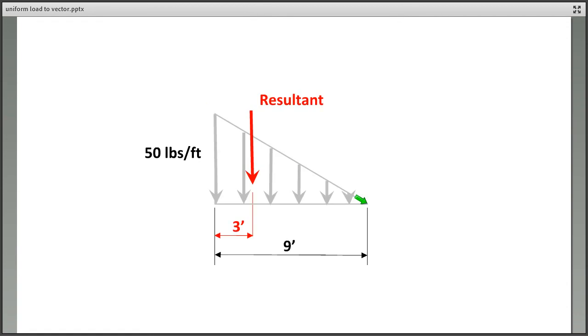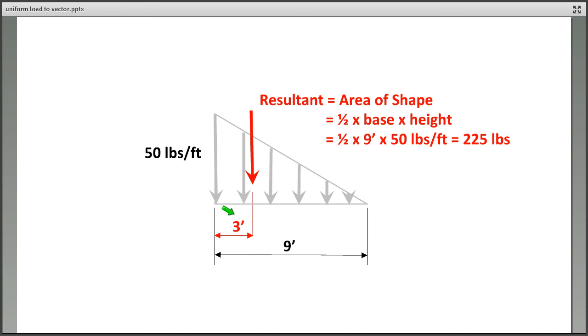So we do the same kind of thing. First of all, we say, where is the resultant located? And for any triangle, the centroid, instead of it being right in the middle like it was for a rectangle, it would be 1/3 of the total base dimension. So here's our total base dimension. We're always going to take that number and divide by 3, and that will tell us where the resultant of a triangle is. In this case, it's 3 feet.